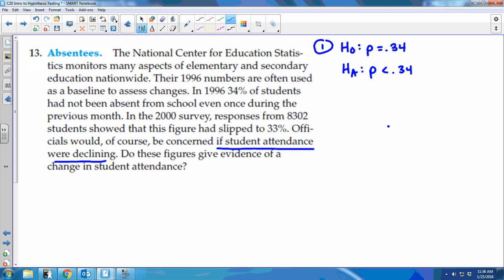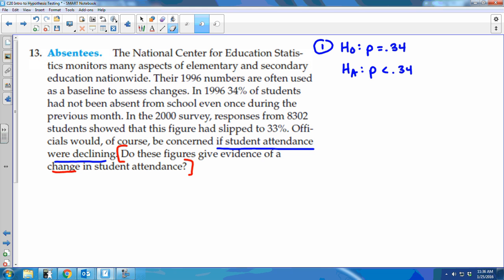I could also see where you could interpret this question. It says, do these figures give evidence of a change in student attendance? So that can be interpreted as not equal to. So I'm going to go ahead and do it as less than. But I also am going to go back and show you what you do if it was not equal to, because we haven't done that yet. Okay?